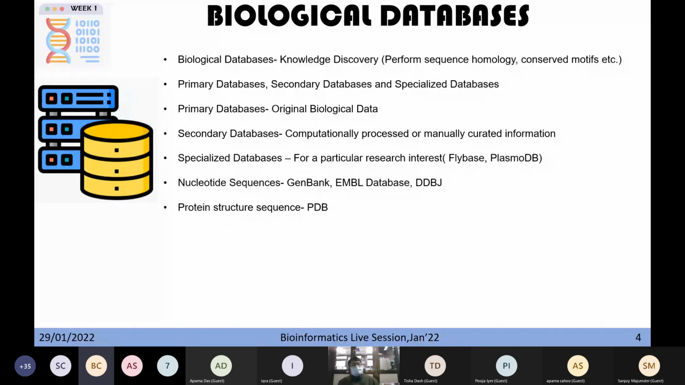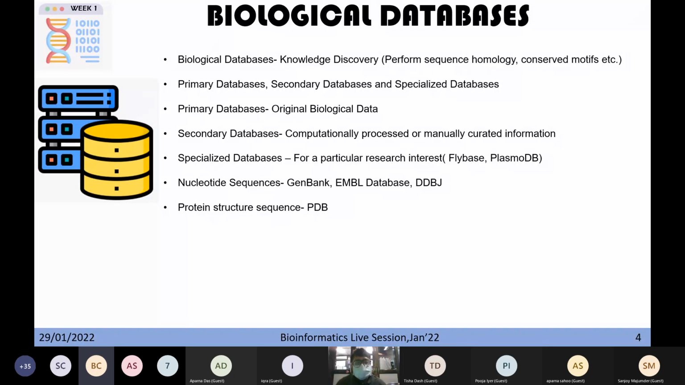Primary databases are those that contain only the original information. They mainly provide us the original information. Secondary databases are those that curate the data of the primary databases and provide a storehouse of it, like Swiss-Prot, which is a kind of secondary database. And specialized databases are specialized for a particular organism or a particular region of DNA. Like FlyBase, it contains everything of interest about the fly and not others. So these are specialized databases.